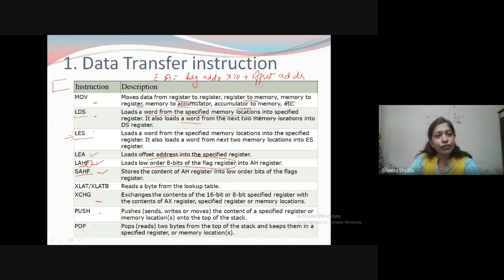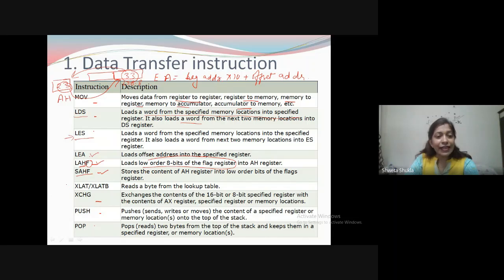Suppose you have an AH register which is stored with 23. This is the AH register, and we have the flag register, which is 16 bits. We will take the lower order 8 bits, these are the LSBs, and store this into this part, and this is called SAHF. But if 33 is there and you are loading it into the AH register, then that is called LAHF. So this is what we do in the case of LAHF and SAHF.